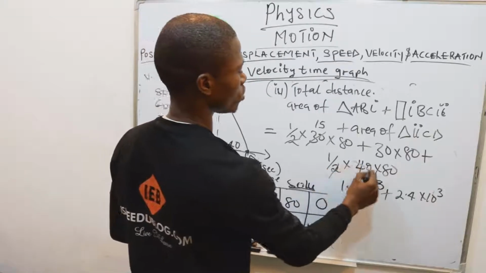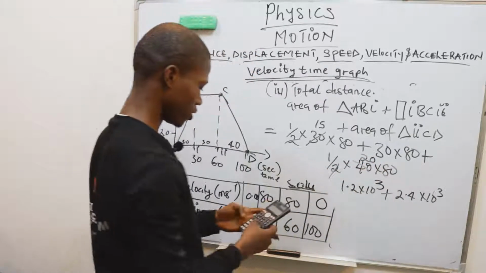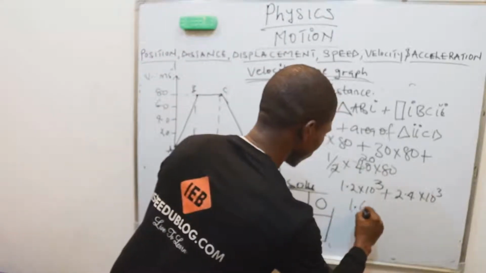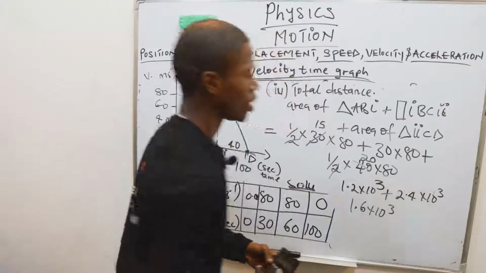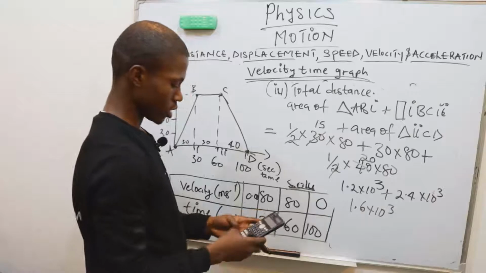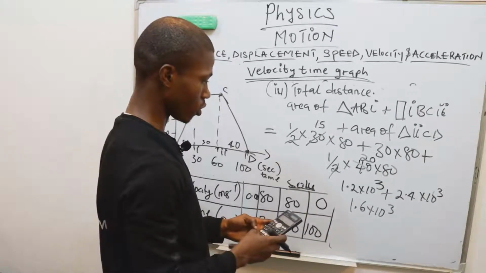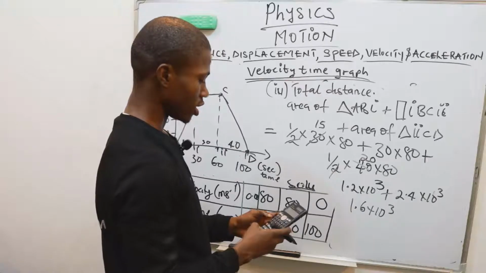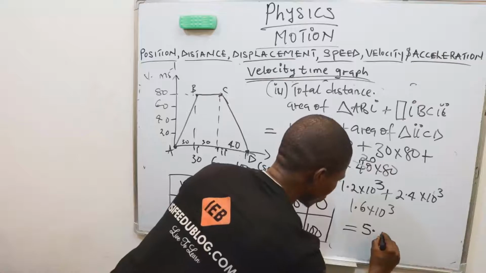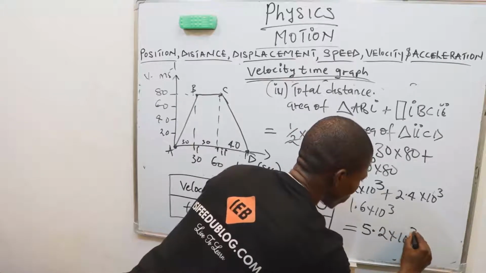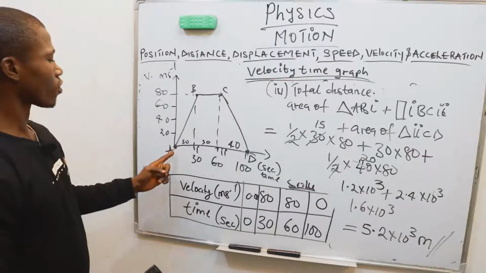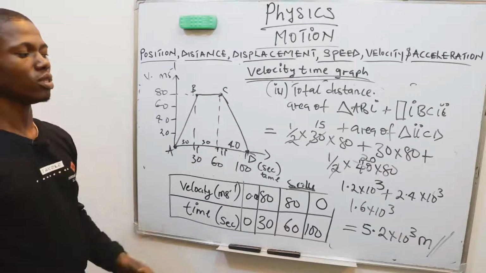And here 2 go here, 2 go here, it will be 20. 20 times 80 will give us 1.6 times 10 raised to power 3. And if you add all together, this is 1.2 plus 2.4 plus 1.6. This will give us 5.2. Our total distance will be 5.2 times 10 raised to power 3 meters. This is our total distance it takes to cover from A, B, C to D.